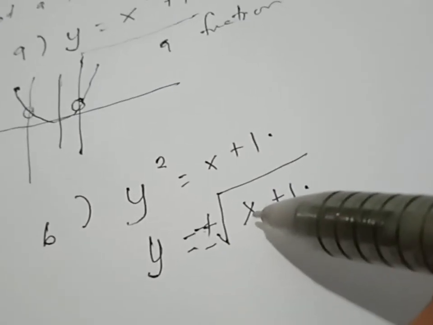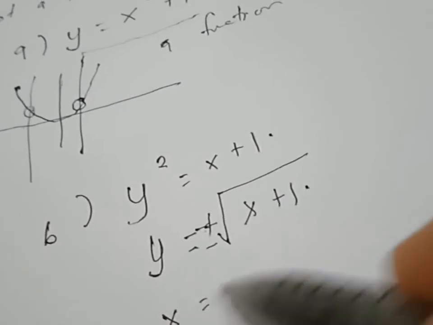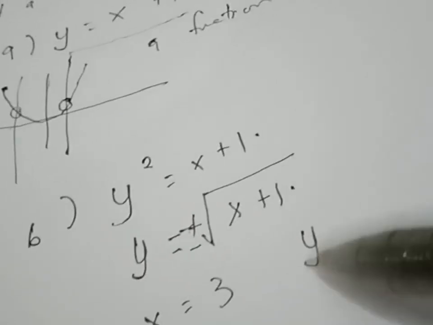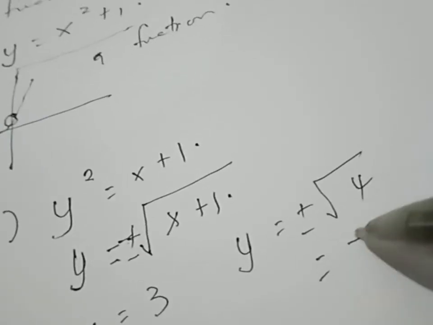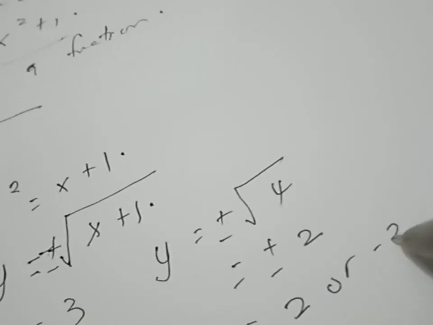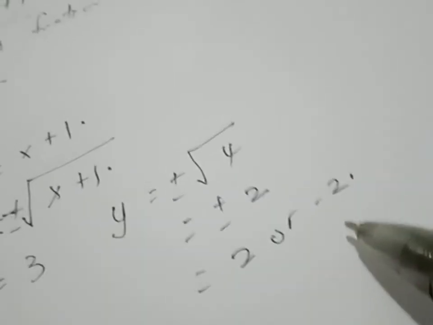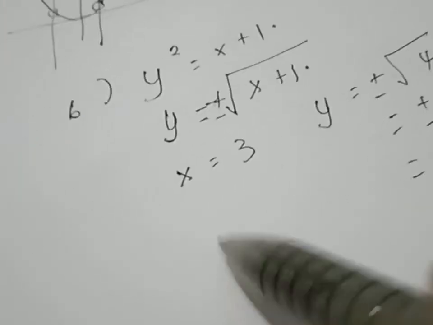Meaning that when x equal to, let's say we take 3, y is plus minus the square root of 4, which is plus minus 2. y equal to 2 or minus 2. So one value of x gives two values of y. So this is not a function. This is a one-to-many relationship.